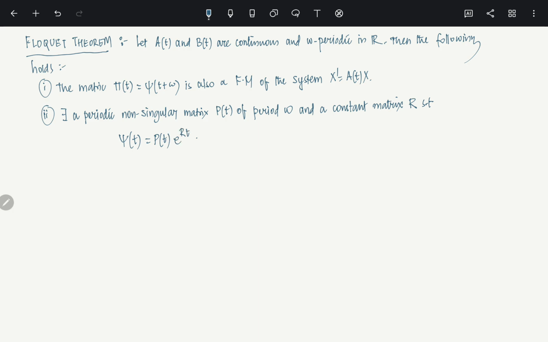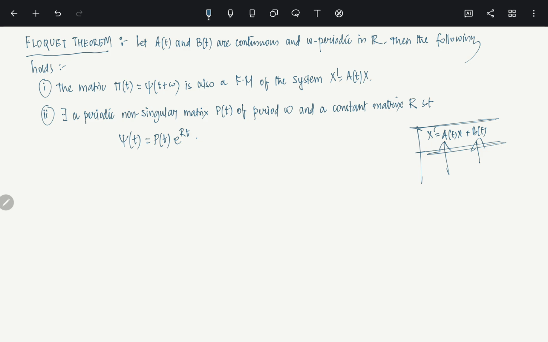Is this okay? So what we are saying is that you can actually break down the fundamental matrix. The first part we need for the second part, that's why we just wrote it. It's not very special. The second part is the special part. It says that any fundamental matrix phi of t, clear? So you understand the system given, x prime equals A(t) times x plus b(t). And if A is continuous and W periodic, and b is also continuous and W periodic, then the fundamental matrix of the homogeneous system can be written as phi of t looks like P of t.